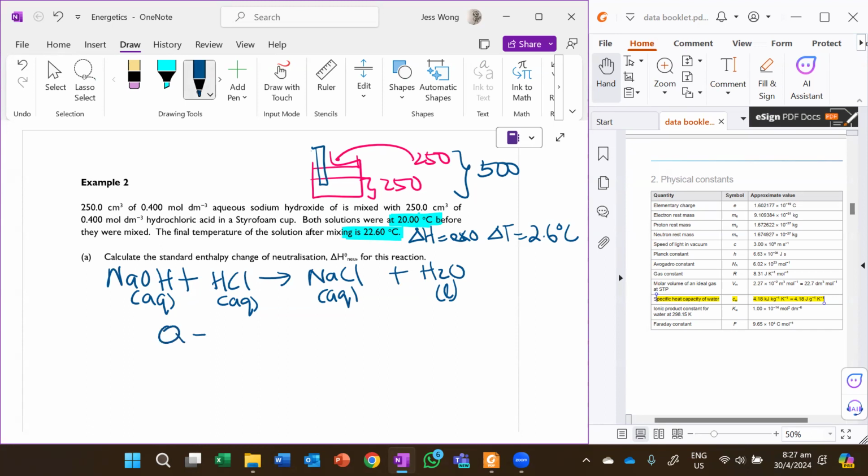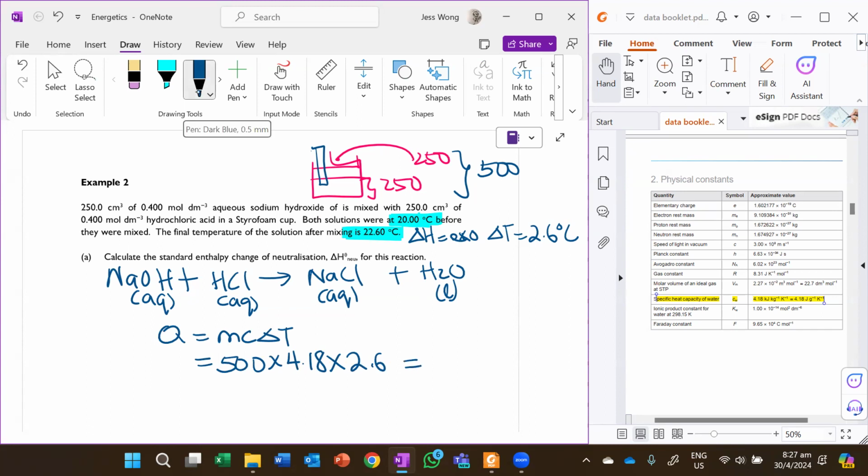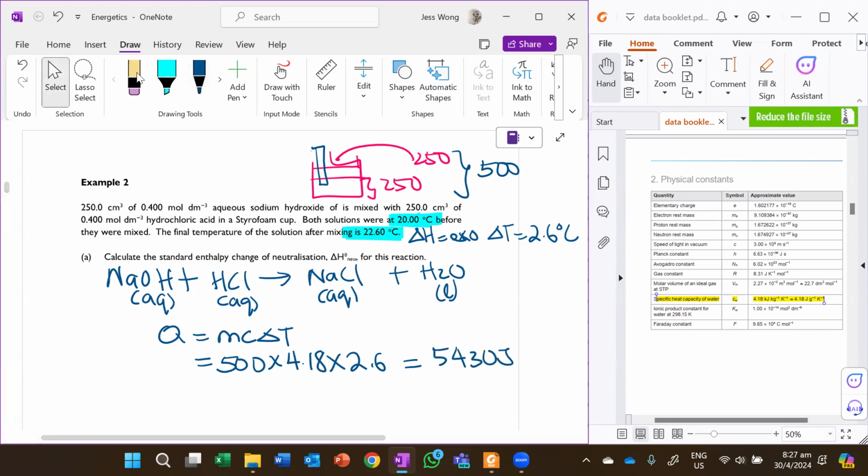So Q is equal to MC delta T. Our M here is 500. C is 4.18, assuming it behaves like water. And delta T is 2.6. So with that, we will have our heat as 5430 joules.